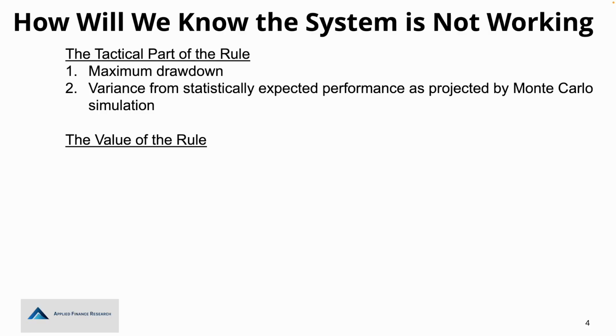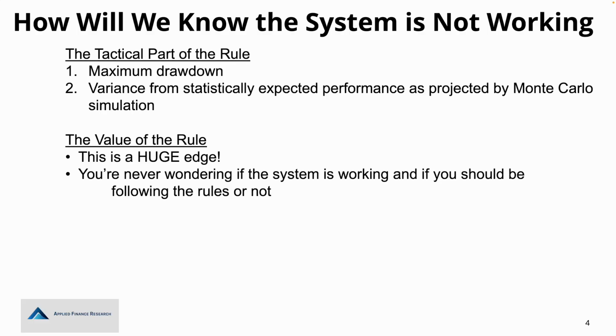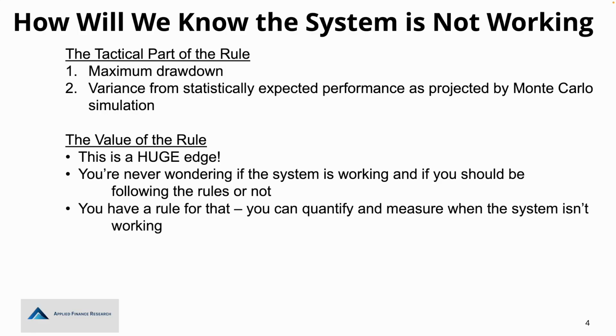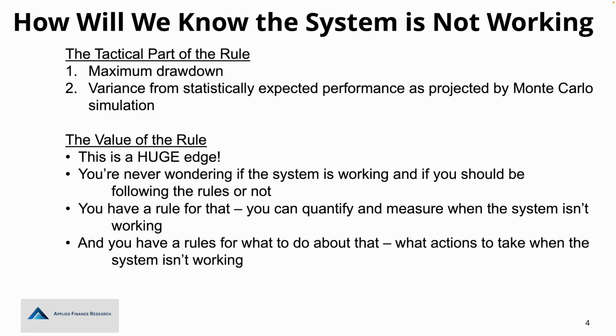Now let's talk about the value of having a rule in this domain, the edge of the rule in this domain. And it is actually a huge edge. I think it's very often overlooked or ignored by traders. Part of the edge is that you're never wondering if the system is working and if you should be following the rules or not. You have a rule for that. You can quantify and measure when the system isn't working. And then you also have rules for what to do about that, what actions to take when the system isn't working. And in fact, we're going to look at that in the very next slide.